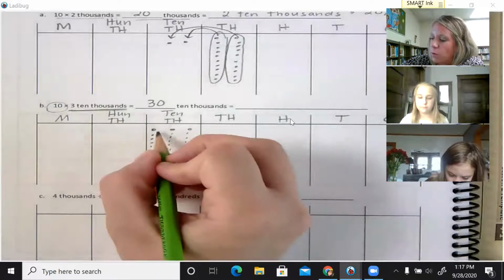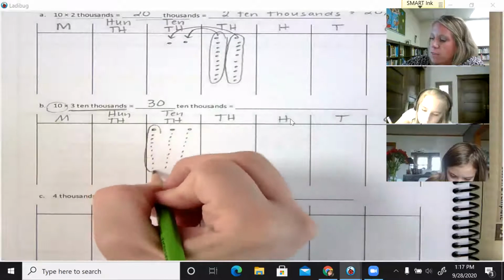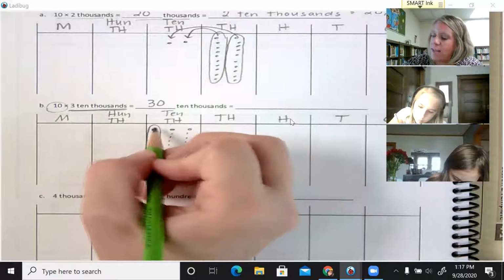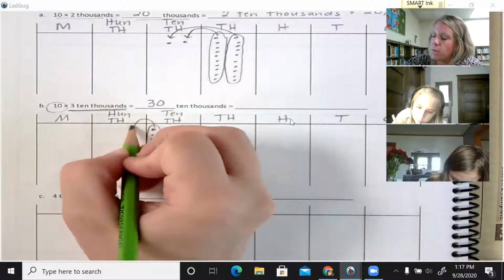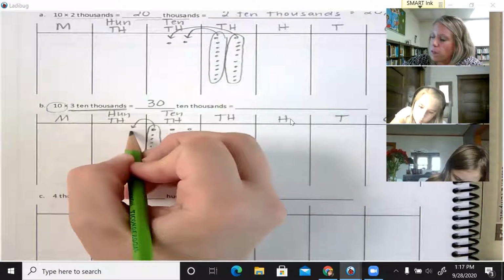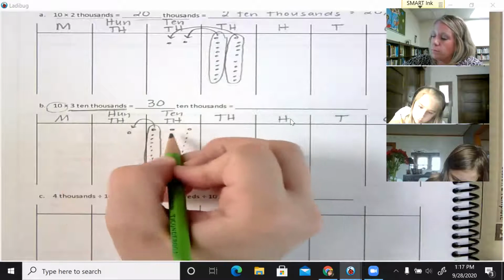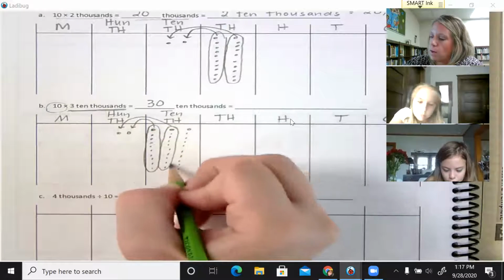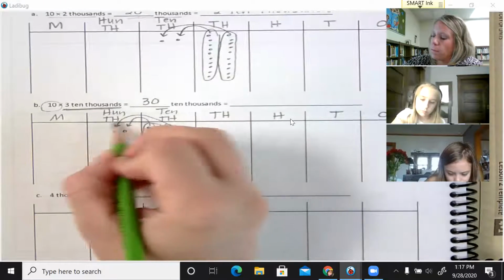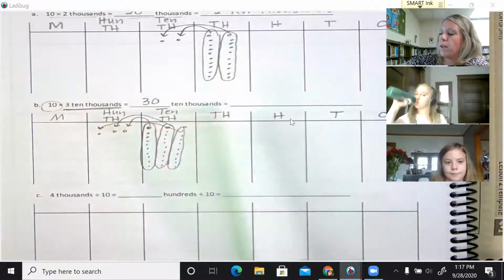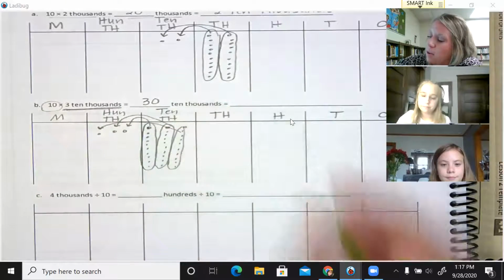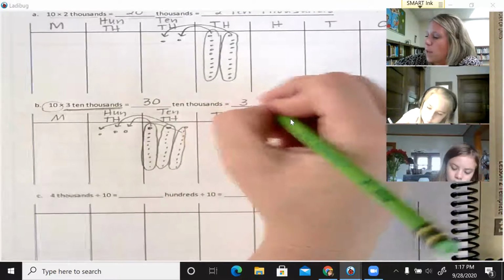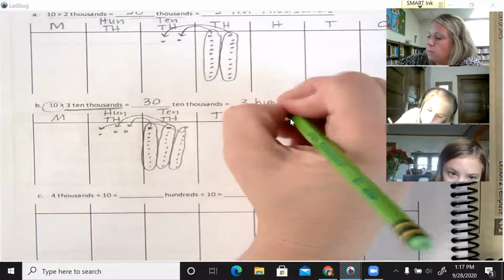Okay, so we need to bundle. Remember, we're going to be bundling. So we're going to bundle together these 10. Yeah, there you go. Soren, these 10,000s, and then it's 300,000. Okay, good. So there's 1, here's my 2, and here's 3. So Soren, my other answer up here would be how many 100,000s? 300,000.